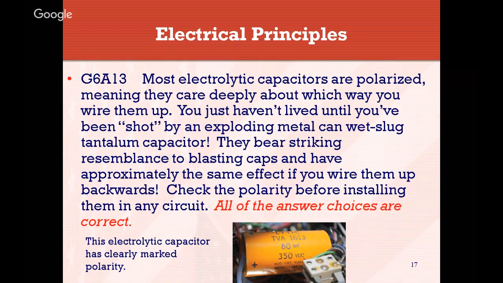Most electrolytic capacitors are polarized, meaning they care deeply about which way you wire them up. Of course, I just covered this, so you haven't lived until you've been shot by an exploding metal can, wet slug tantalum capacitor. They bear a striking resemblance to blasting caps, have approximately the same effect, especially if they're wired up backwards. So make sure you check the polarity before installing them in any circuit. And according to this, whatever the selection of answers for this question, all of the choices are correct. And you'll see that electrolytic capacitors are clearly marked for polarity. There's a little plus sign right there.